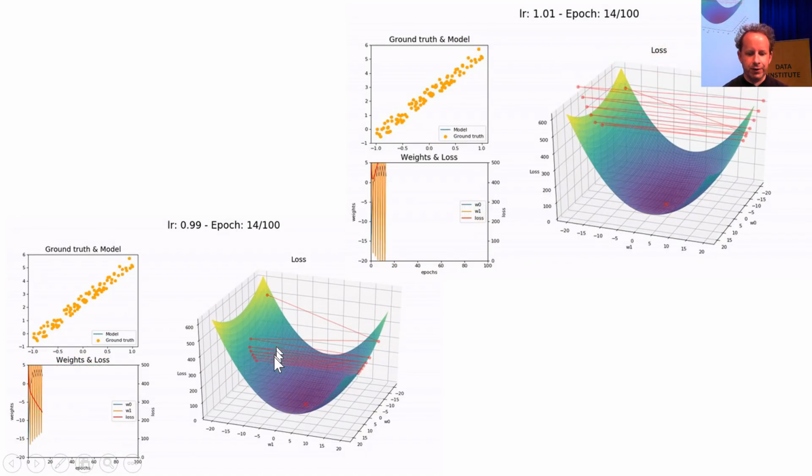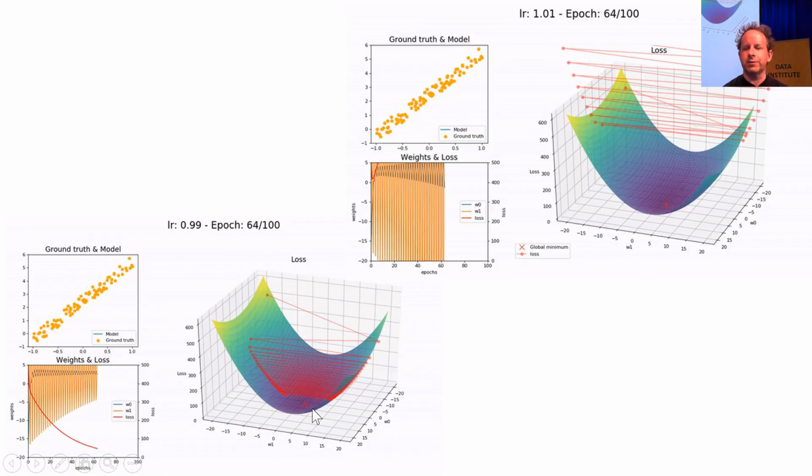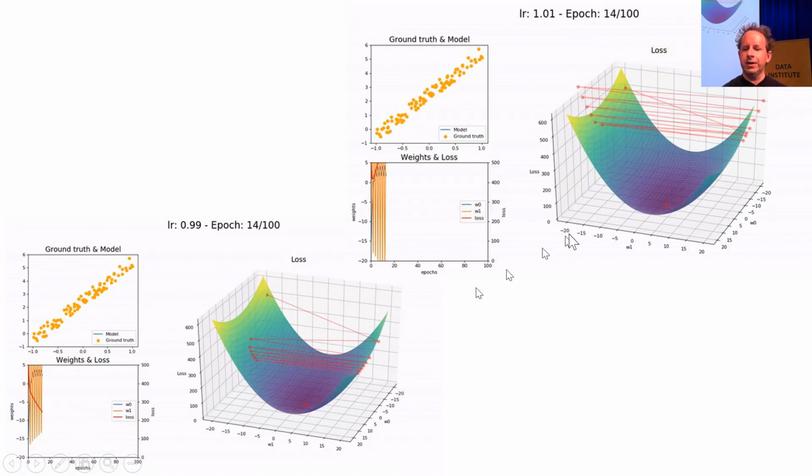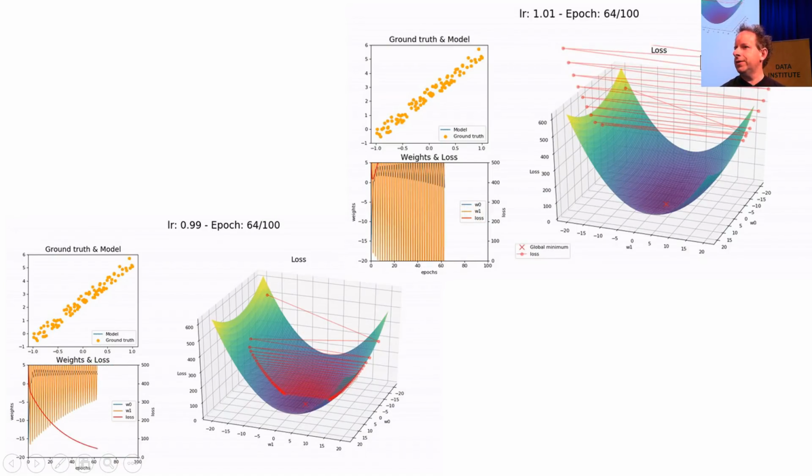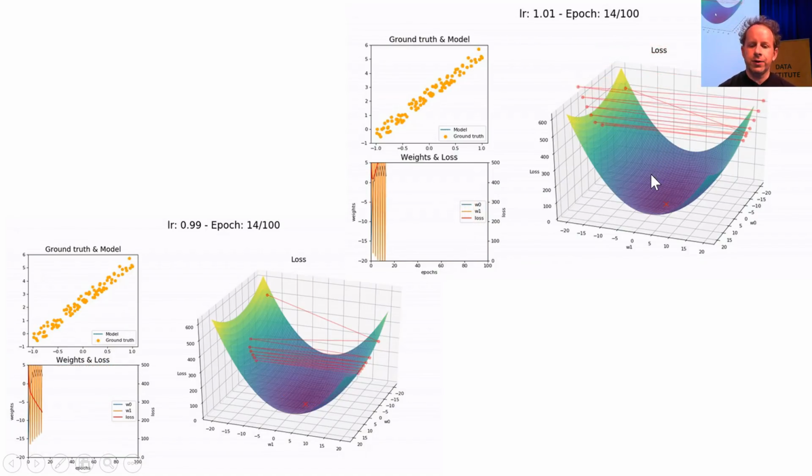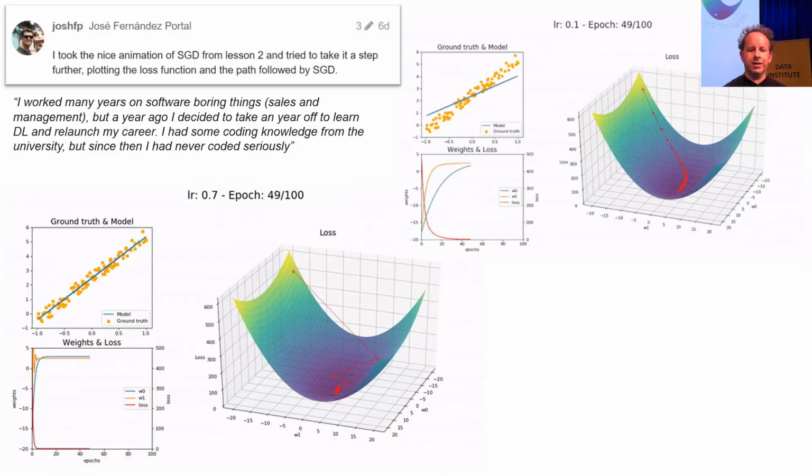You can see it takes a very, very long time to get to the right point. Or if it's really too high, it diverges. Okay, so you can see here why getting the right learning rate is important. When you get the right learning rate, it really zooms in to the best spot very quickly.